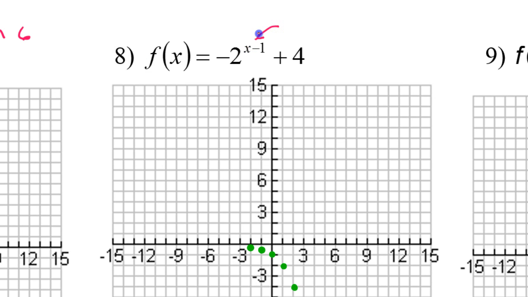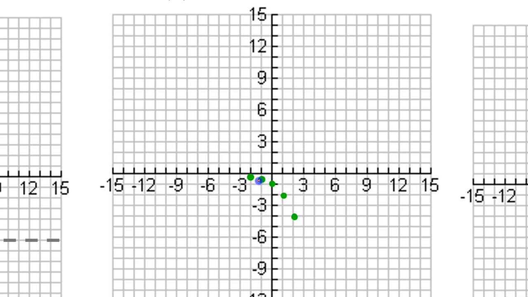Alright, the -1 means we're going to be going to the right one. And the +4 means that we're going to go up 4. So it's the opposite of this. So right 1, up 4. So I'm going to move each one of these 5 points right 1 and up 4.